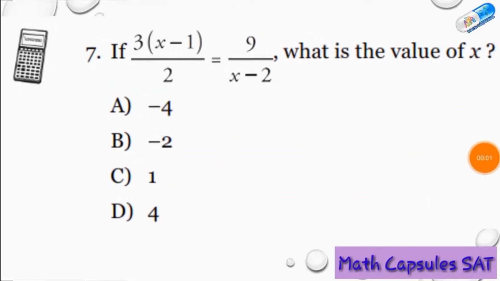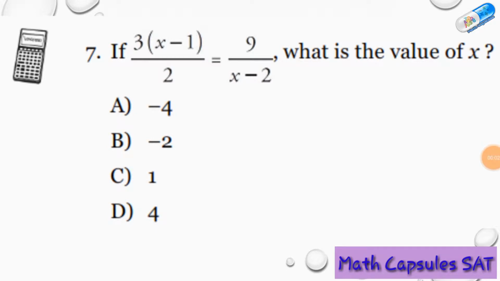If (3x minus 1) over 2 equals 9 over (x minus 2), what is the value of x? Here we're going to use the plug-in technique. We start with one of the answers in the middle. So let's start with C, which is 1. So we plug in 1 for x.